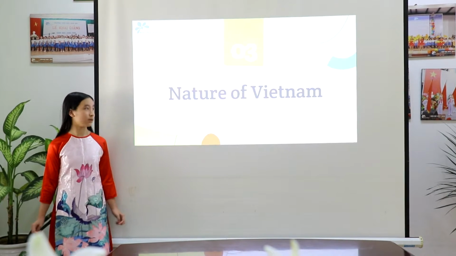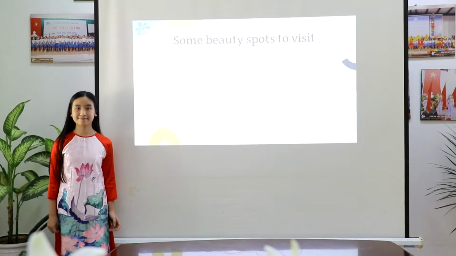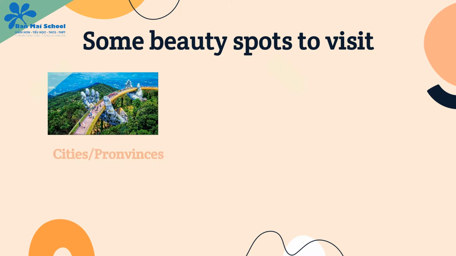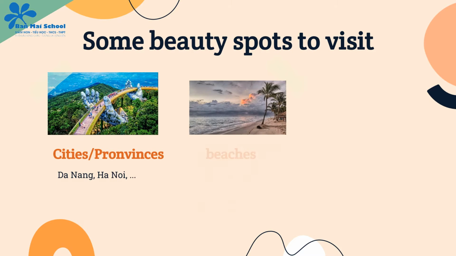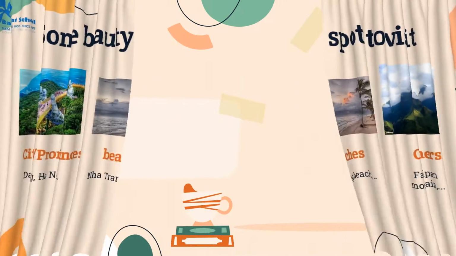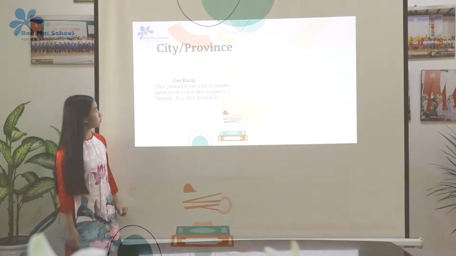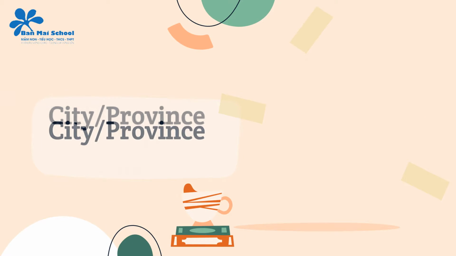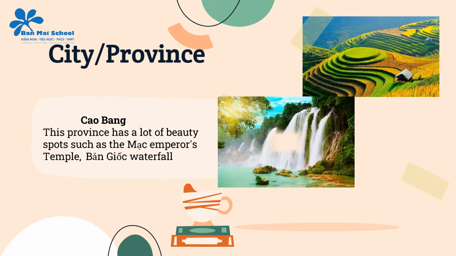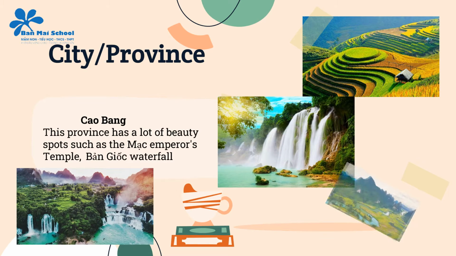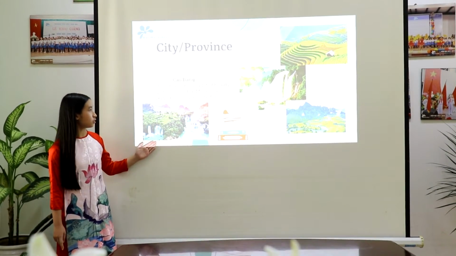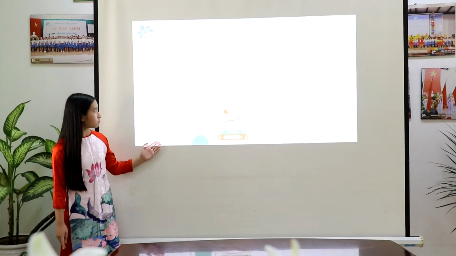I'm going to tell you the nature of Vietnam. Today I'm going to talk about Vietnam's cities and provinces, the beaches, and some other beautiful places. Giao is a very beautiful city. This province has a lot of beauty spots such as Mount Emperor's Temple and Giao Waterfall. Here are some pictures of Giao province.